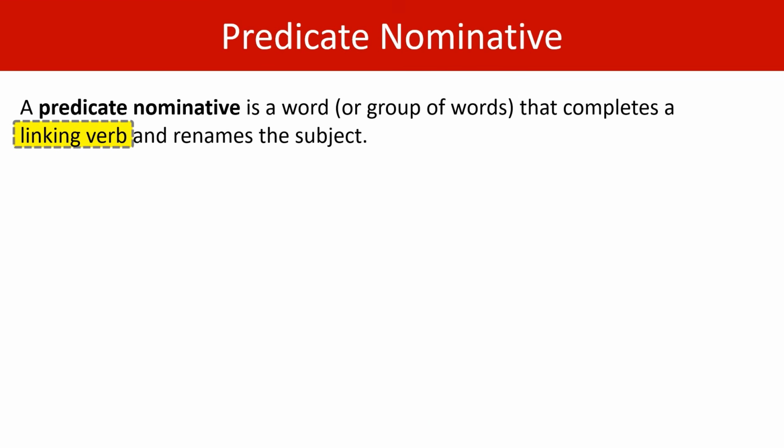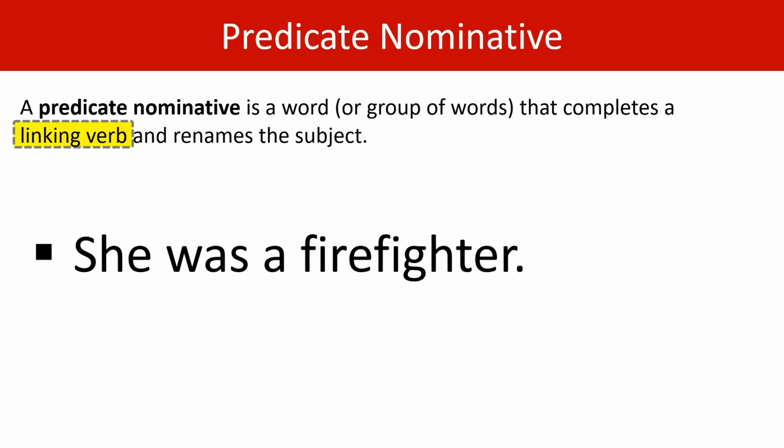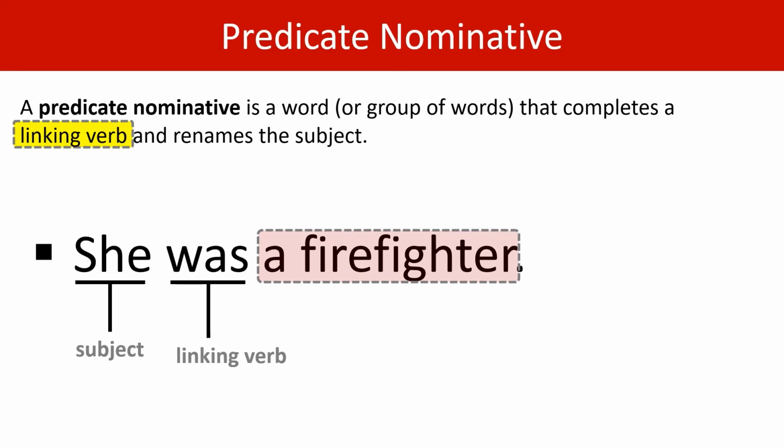We got quite technical there, and I want to leave you with this slide. Remember, a predicate nominative is a word or group of words that completes a linking verb and renames the subject. So here is one of our first examples. She was a firefighter. Well, there's our subject. Here's a linking verb, and here is our predicate nominative. It completes the linking verb to rename the subject.